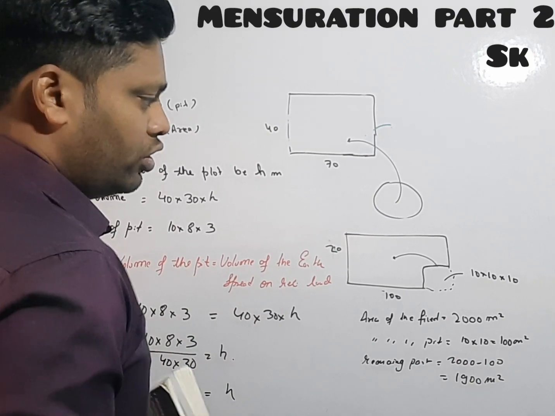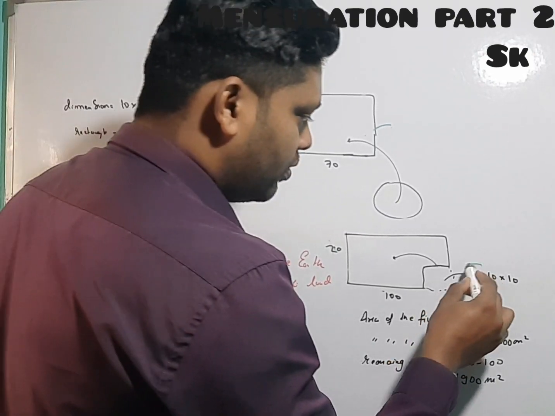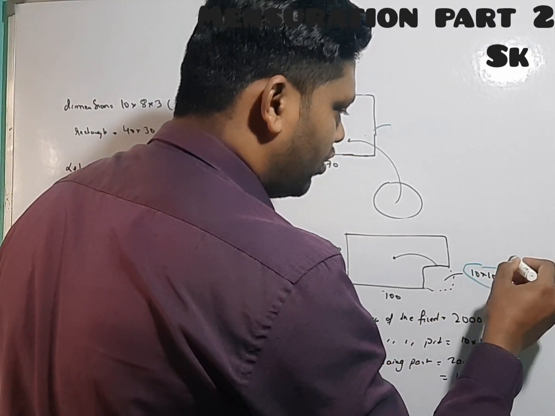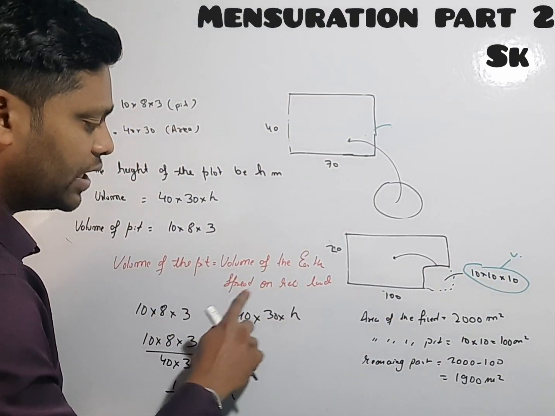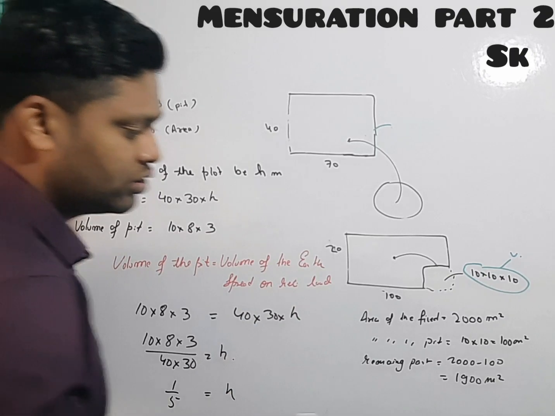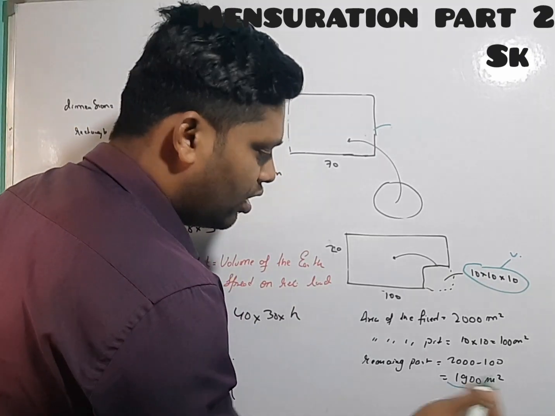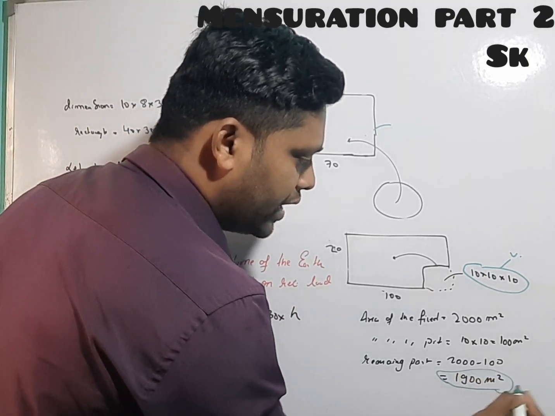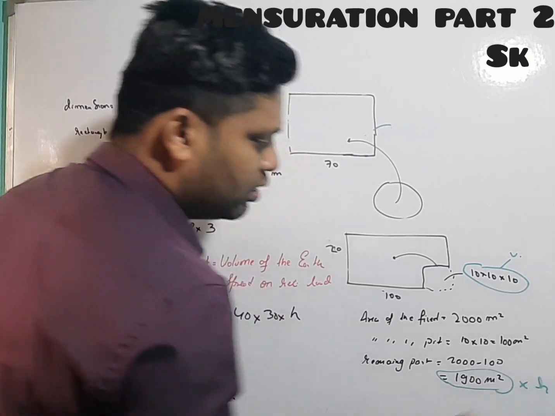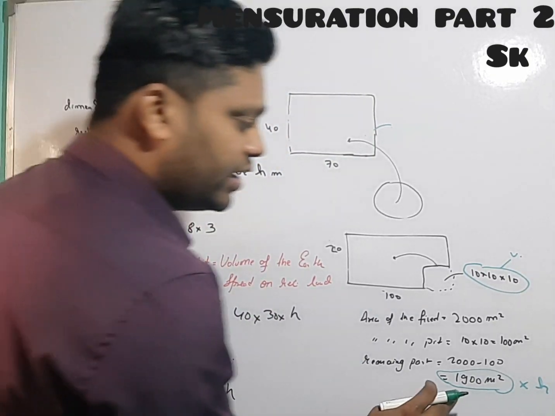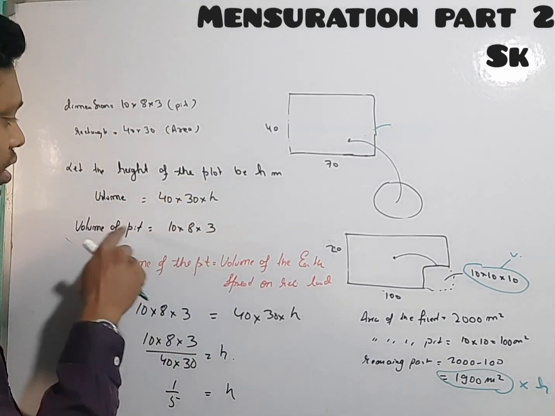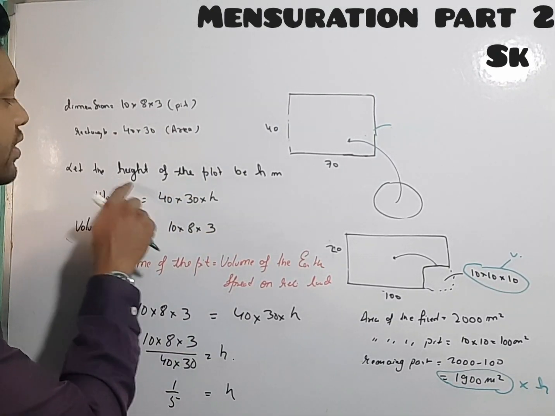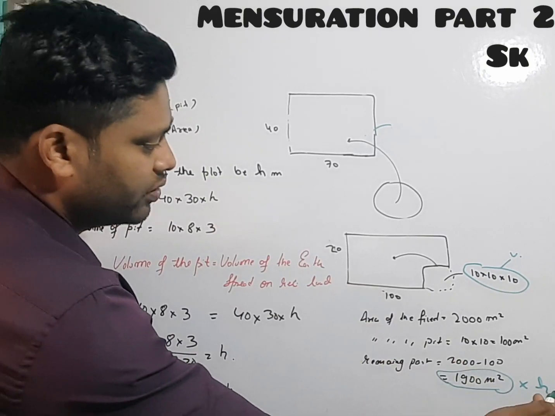Now you will take out the volume. I have taken the volume of the pit, and the volume of the earth spread on the rectangular area. Already we have calculated the area, so area into height, which we don't know. We used to do it like this. Let the height of the plot be h.